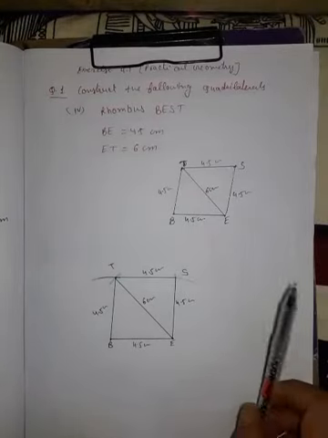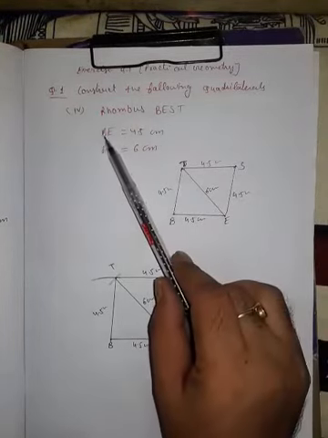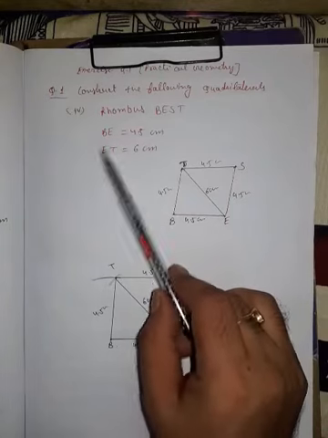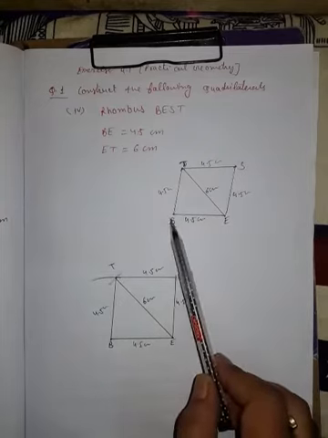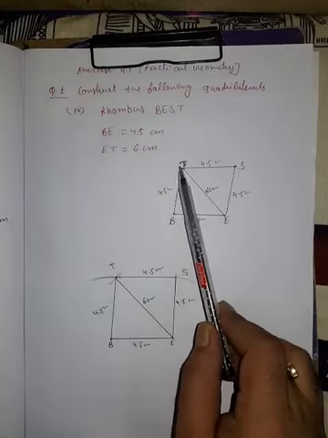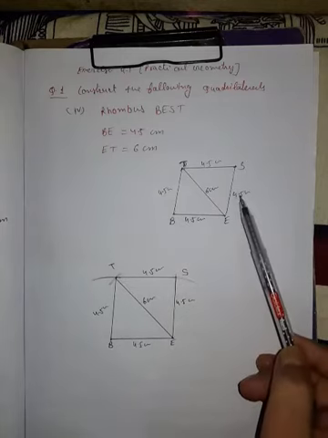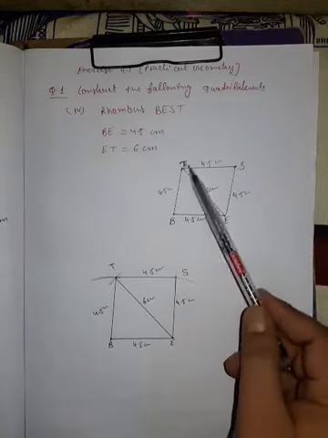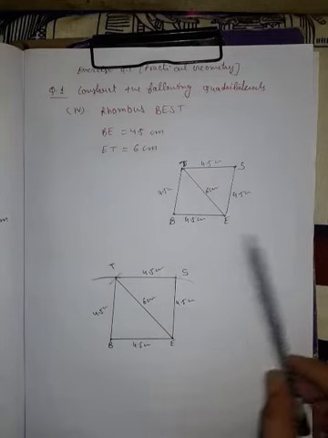So this type you understood that in the rhombus only two line segments, BE and ET, are given to us. We know all sides BE, ES, ST, TB, four sides of BEST, are equal in a rhombus. So this is 4.5, then all the others will be 4.5, and one diagonal is 6 centimeter. And this type we will draw the required rhombus.